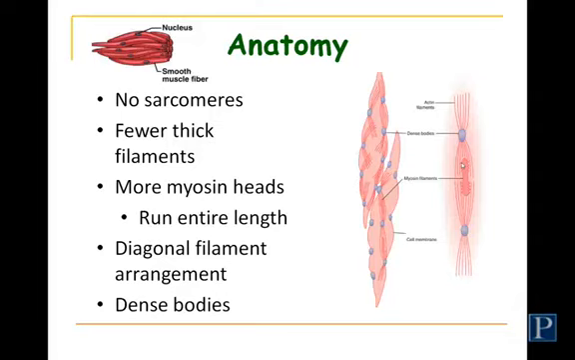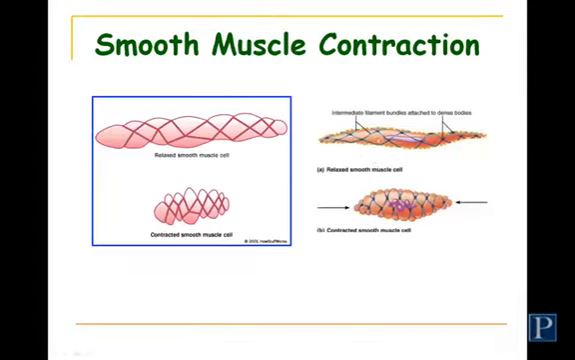Now the filaments are arranged more diagonally, so you kind of see it here, they're running more diagonally. Because of this diagonal arrangement, the contractile proteins crisscross in a spiral fashion along the long axis of the cell. And so when they contract, I'm going to show you a picture, it twists, and it looks kind of like a corkscrew because of the arrangement of the actin and myosin.